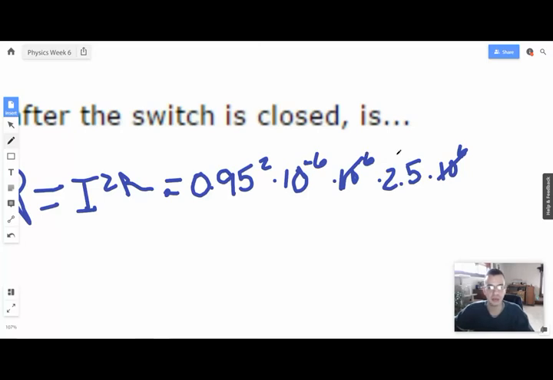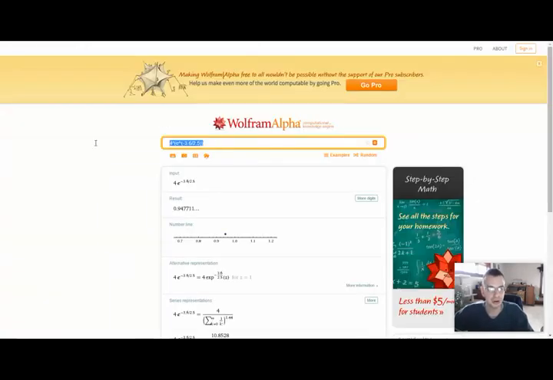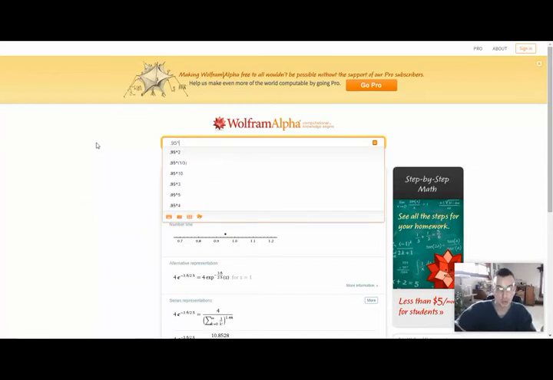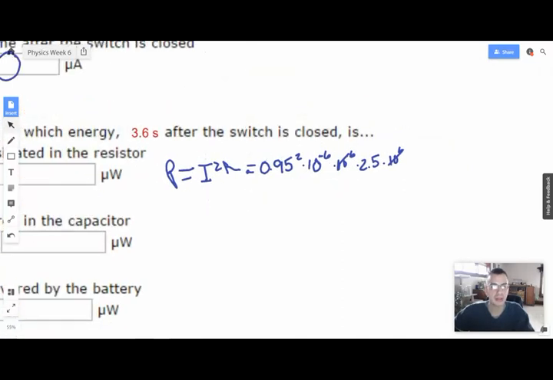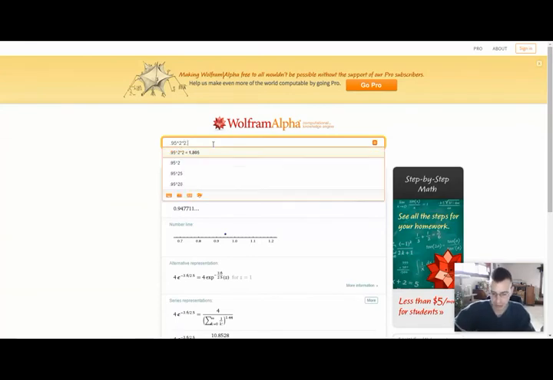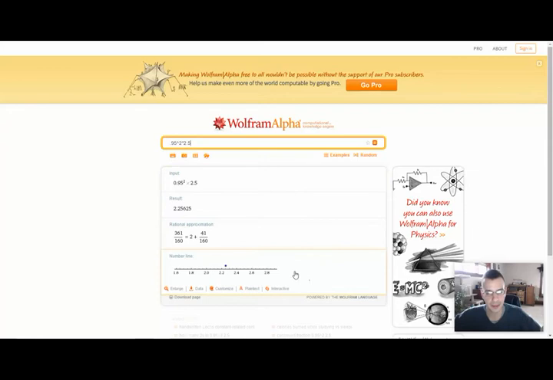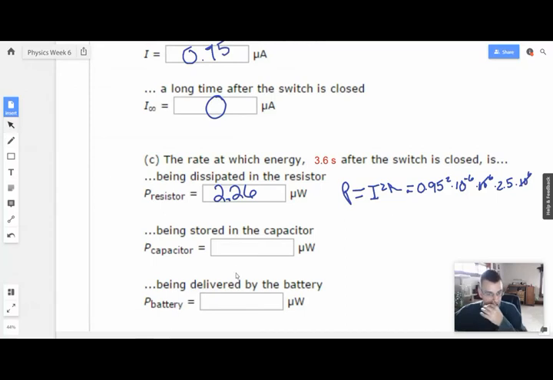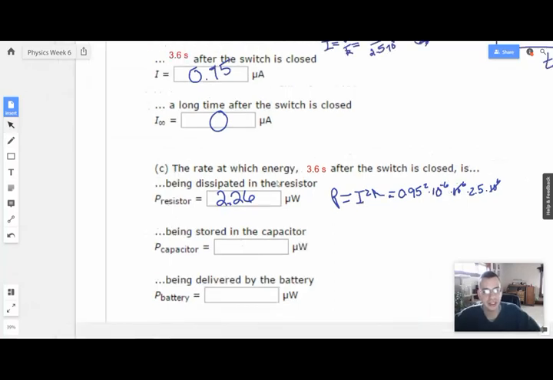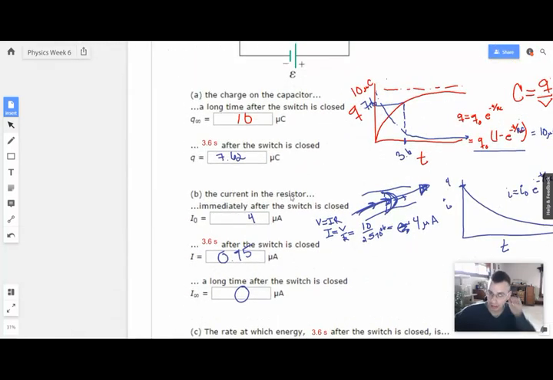So what we're going to have then, we can do 0.95 squared times 2.5, and we get 2.26. Excellent. So now we have the rate at which energy is being dissipated by the resistor. Now we're going to do the same idea for the power for a capacitor.